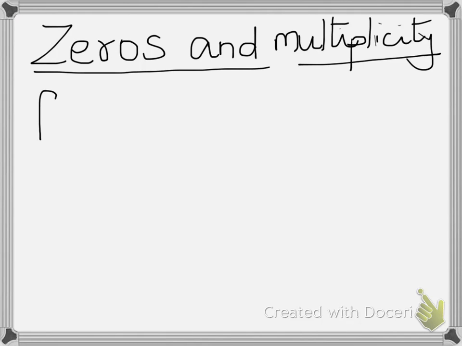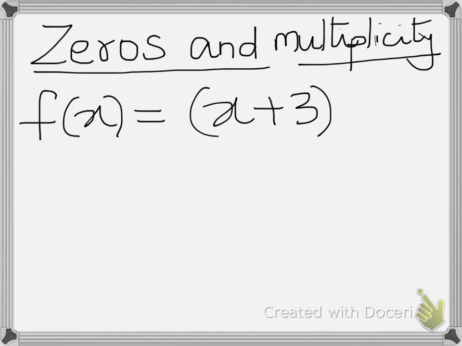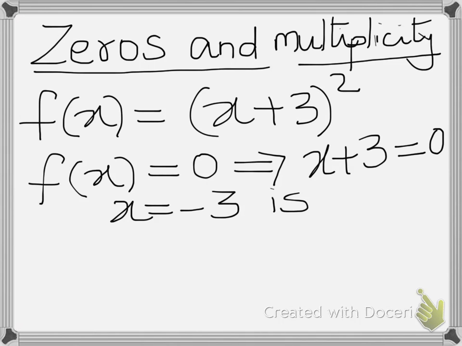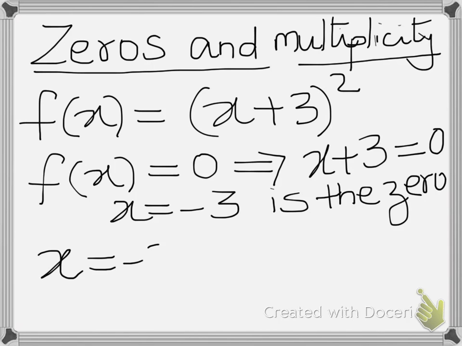So for example, if I have a function f of x equal to x plus 3 whole squared, this means the zero of the function is when f of x is equal to 0. So we would get x plus 3 equal to 0, or x plus 3 whole squared, and the square goes away. We get x equal to negative 3. So this is nothing but the zero of the function. Now the multiplicity is how many times does the zero occur. We see that x plus 3 whole squared means the zero is twice. So we have 2 x plus 3. So x equal to negative 3 has a multiplicity of 2.